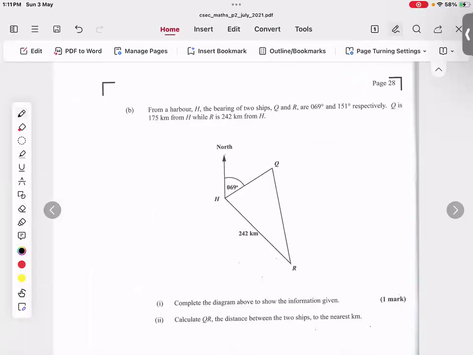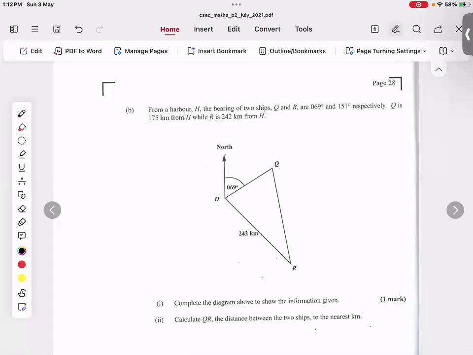From a harbor, H, the bearings of two ships, Q and R, are 69 degrees and 151 degrees respectively. Q is 175 kilometers from H, while R is 242 kilometers from H. All right, thank you so much.